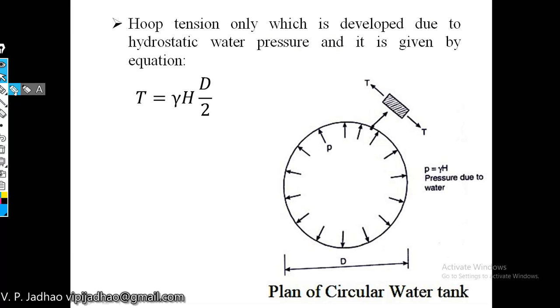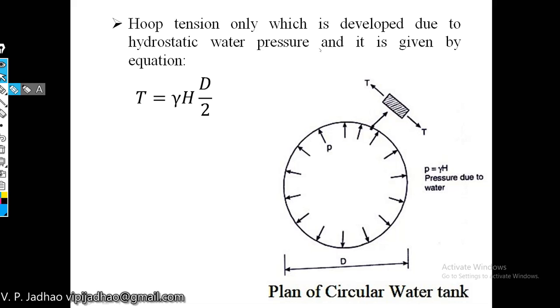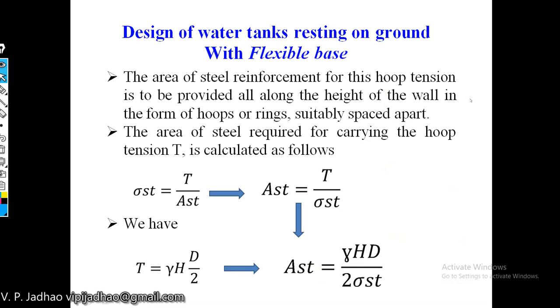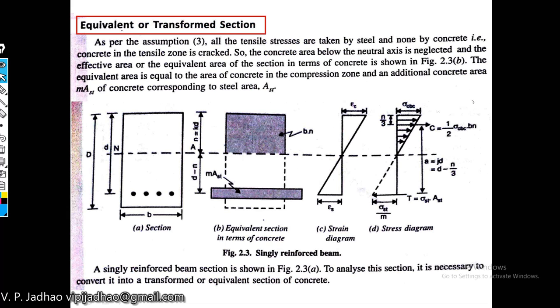The same thing is explained here. This formula is given, that is hoop tension is equal to gamma H into D by 2. This is how the hoop tension will be developed in your water tank. This is the plan of water tank. I will be covering this in a hurry because I have to cover the design of water tank with fixed base. This is just to give you the idea of how we will be designing, because I have already covered this portion in the recorded video which I have sent you on YouTube. This is related with your flexible water tank.